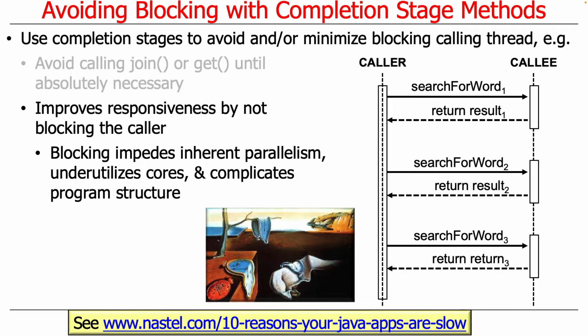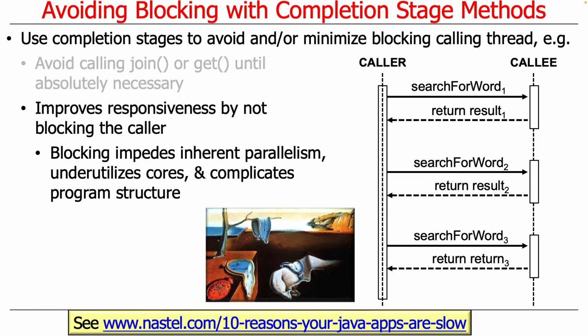So aside from the fact that it's just annoying to not be responsive, blocking also has performance implications. It impedes inherent parallelism. You don't take as much advantage of the underlying processor cores as you could. It also conceivably can complicate program structure, because the ways around blocking historically, before CompletableFutures, have largely involved using single-threaded event programming models, which are just ugly and hard to program. So we really don't want two-way calls from the caller thread to the callee, where the caller has to block until all these calls are done. We'd like things to be able to run concurrently.